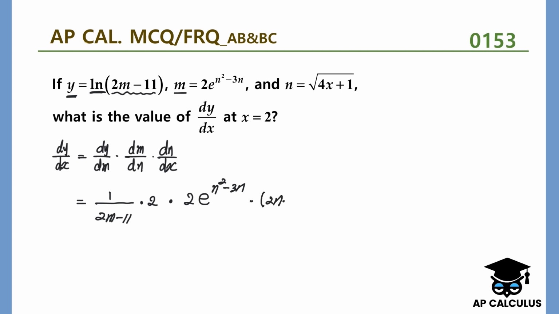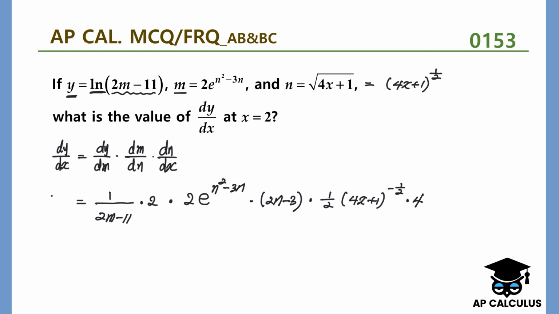So 2n minus 3. So far so good? Okay, times derivative of n with respect to x. Here n is the square root of 4x plus 1. That is equal to (4x plus 1) to the power of 1/2. So the derivative of that with respect to x is equal to 1 over 2 times (4x plus 1) to the power of negative 1 over 2, times the derivative of this, chain rule, 4, right?